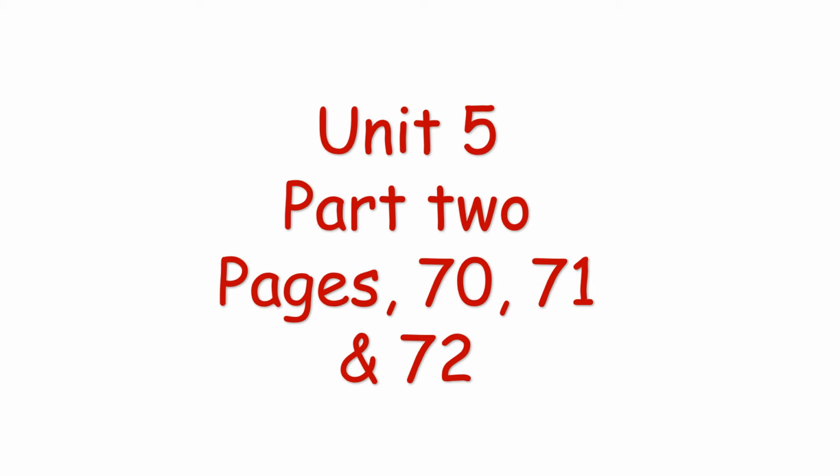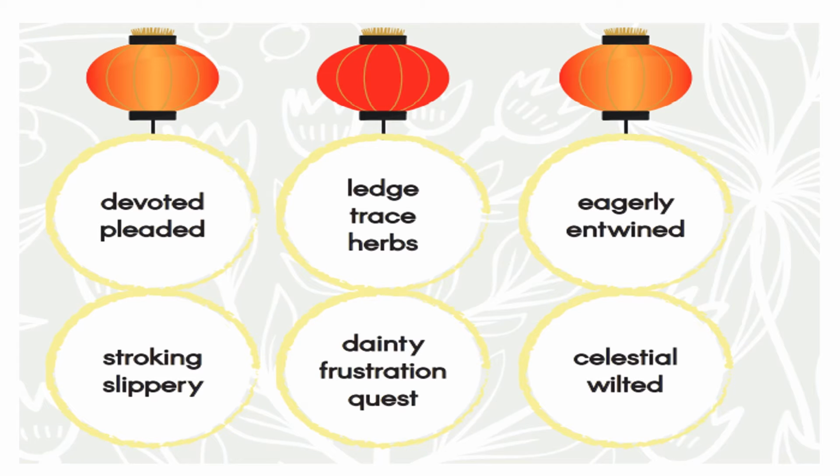Part 2, Unit 5, the Tannen's Robe, pages 70, 71 and 72. I want you to highlight the target vocabulary in your book. We have the words trace, stroking, frustration, celestial, and wilted. Now look at the picture and guess the word.